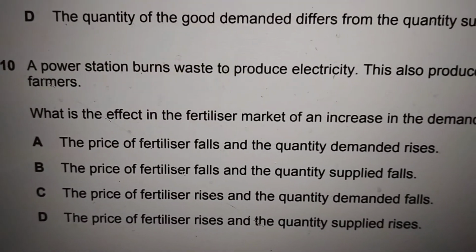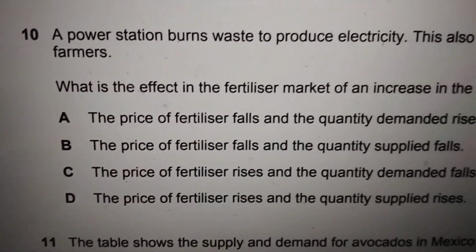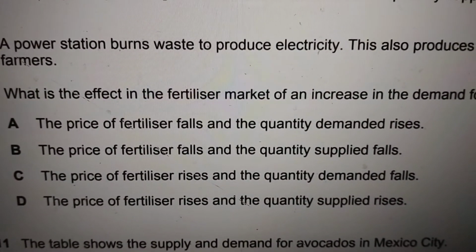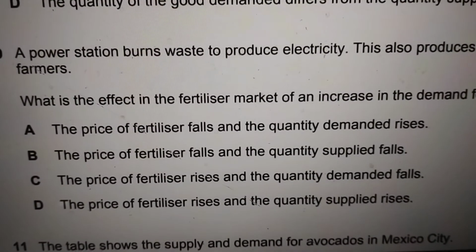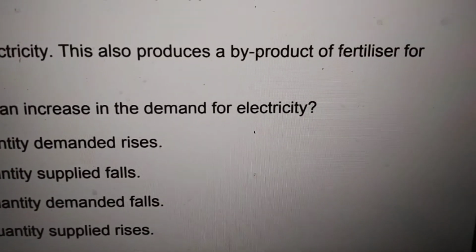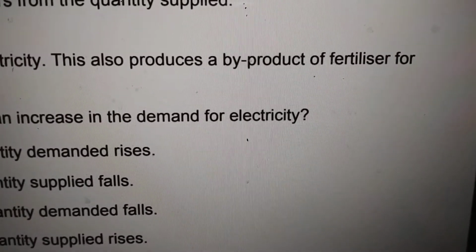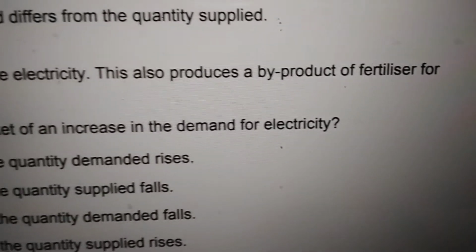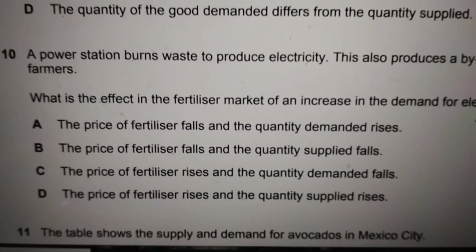Tenth question: a power station burns waste to produce electricity. This also produces a byproduct of fertilizers for farmers. So it means that if the demand for electricity is increasing, then definitely the demand for the fertilizers will also increase. And also, when they are generating electricity, there is a byproduct of fertilizer for the farmers that can also be produced. So there is a double advantage.